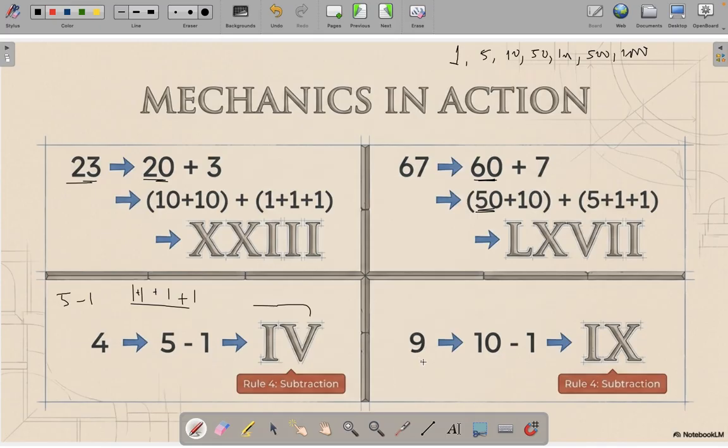Same case with 9. We can write it as 10 minus 1. So find the number that is closest to 9 in this list, or in this grid. Then you can subtract or add something to it. So if you have 11, the closest number in the grid to 11 is 10, so you write 10 plus 1. If you have 8, the closest number is 10, right? But can you write it as 10 minus 1 minus 1?